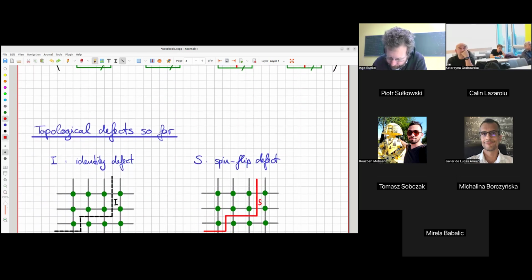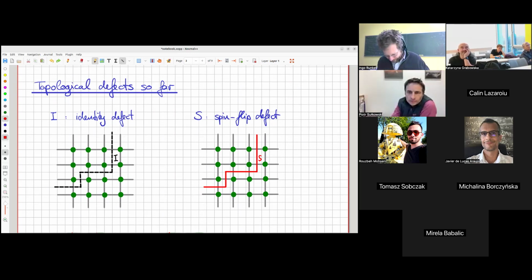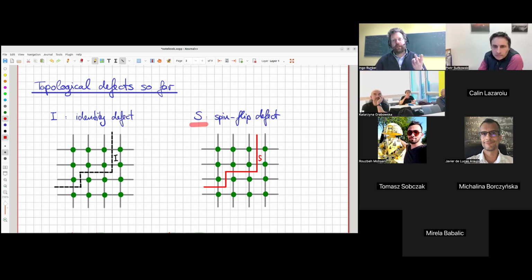I want to remind you of what topological defects we have met so far. You may think we've only met one, but we have met two because we are mathematicians. The identity defect, which does nothing, is also a defect. So we've got the identity defect, which just doesn't modify the model at all, and we've got S, the spin flip defect, which changes the sign of the interaction.